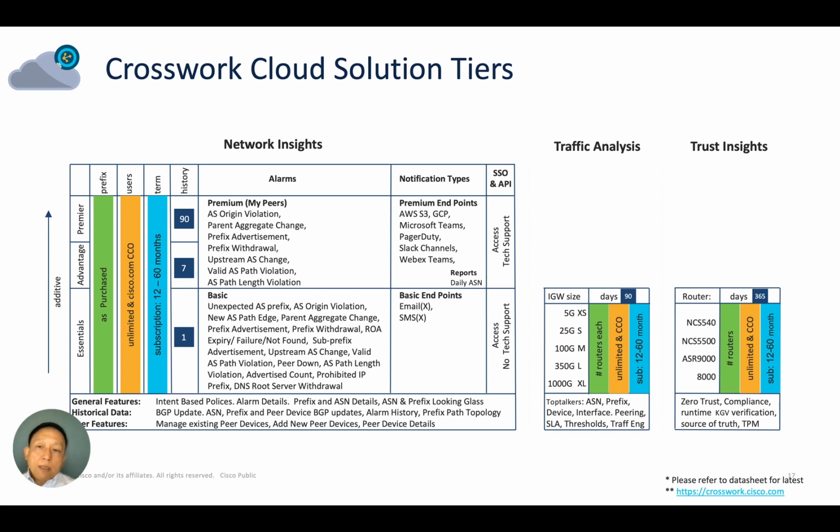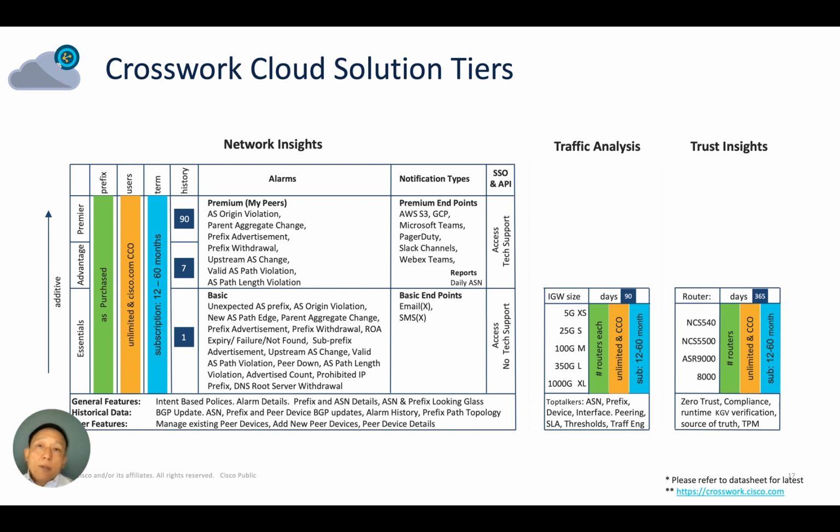And then the history I mentioned a little bit earlier, right? The Essentials tier is 1 day history, so rolling 24 hours. The Advantage tier is rolling 7 days, and then the Premier tier is 90 days. And the two big buckets that come up, right? If you're in the Essentials tier, you have the basic alarms and the basic endpoints. The basic endpoints include email and SMS. And then on the Essentials tier, you have access to single sign-on. You also have access to the APIs.